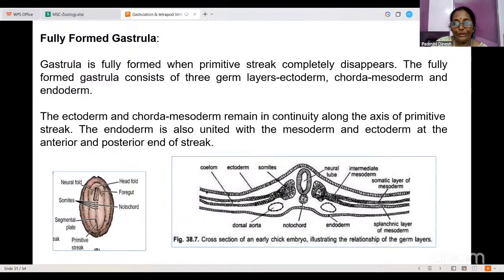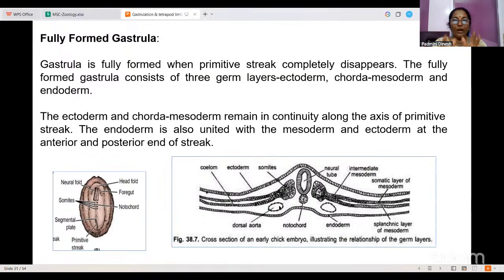Then you have the neural tube in the center. And either side of the neural tube, you have the somites. The somites are again divided into 2 layers, that is the somatic layer and the splanchnic layer of the mesoderm. And below that, you have the endoderm, which is going to line the GI tract. And of course, the dorsal aorta for the heart development over there.